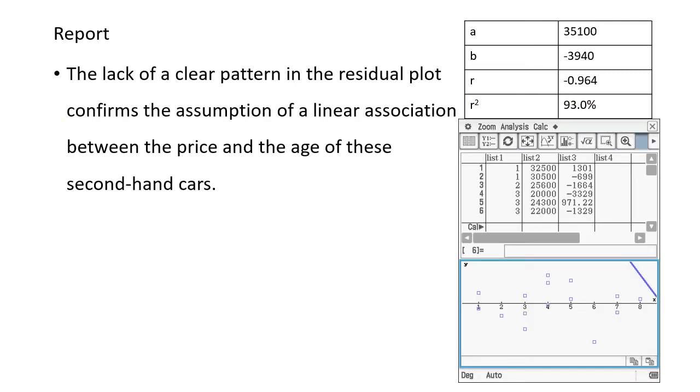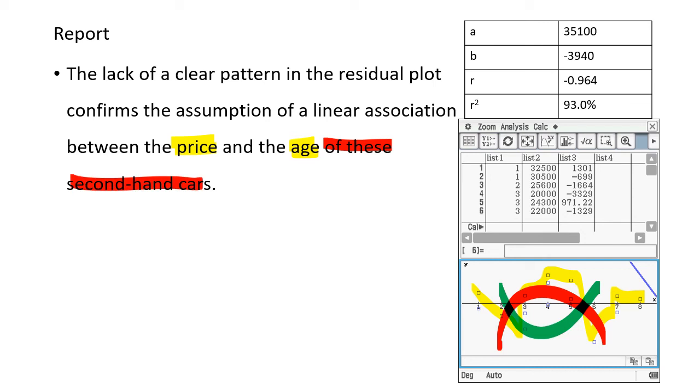Now we're looking at that residual plot, which we did before. And if we kind of look at where the values are going, there's not a clear pattern. We are definitely not getting this or this, so we don't have to stress about anything. And then we just got to look at that sentence, what we can do. So the lack of a clear pattern in the residual plot confirms the assumption of a linear association between the price and age. And look, we don't have to keep saying of the second-hand cars, we just get rid of that. And so we know that these are just the y-axis and the x-axis. Probably don't really need to have the as well. Let's get rid of those thes between price and age.